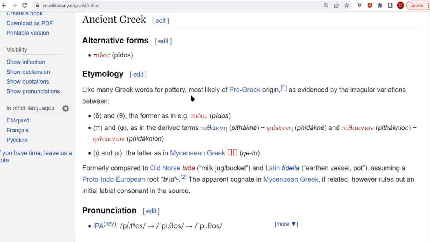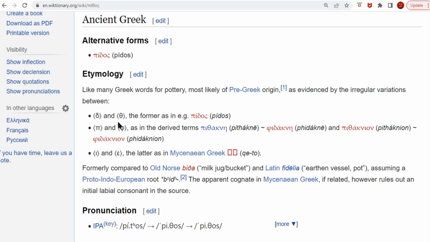Like many Greek words for pottery, most likely a pre-Greek origin. Before the Greek, they're saying. And of course it's before the Greek, because all the Greek is just writings of everything that was already in existence, as evidenced by the irregular variations between the D and the TH. But it's hard to find now, but the D is a double letter in the Hebrew, and once in a while you find where the writings that tell you that it doubles is the tet.